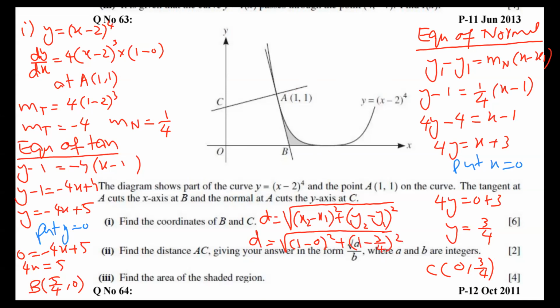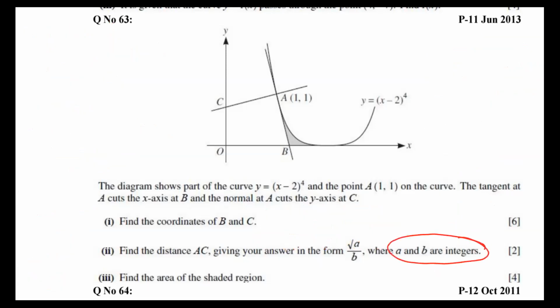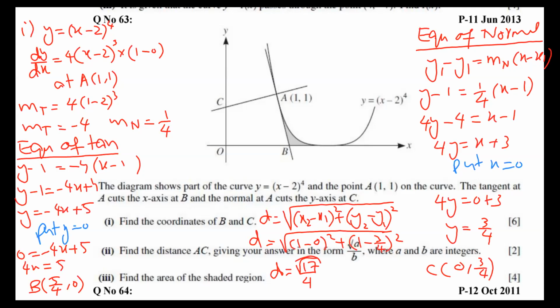This is done. Now he has given it in the form root A by B. So the root of 1 plus the square of 1 minus 3 divided by 4. The answer we are getting is root 17 by 4. And he said A and B are integers, so A is 17 and B is equal to 4. So we have finished part number 1 and part number 2, and now I'll go for part number 3.